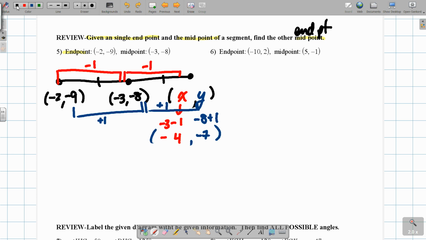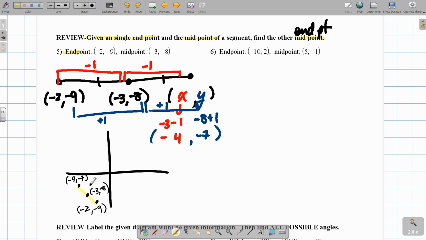The really easy way to check to see if you're correct is to graph these. So let's just do a quick graph here. -2, -9 is going to be down here somewhere. -3, -8. It's going to be there somewhere. -4, a little bit farther, -7. If you look very carefully, yes, that physically looks like a midpoint with 2 endpoints. That's the easy way to check this, is to actually graph. You do the one on the right.